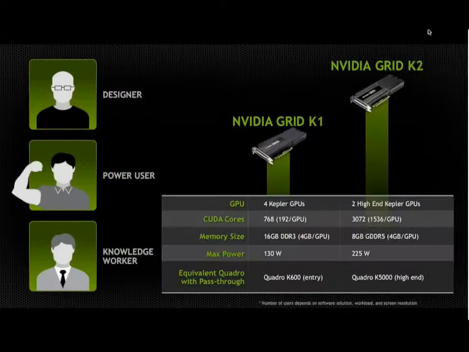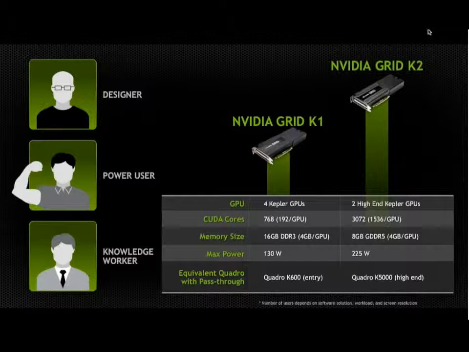So let's talk about the cards. Again, the K2 is the quote-unquote better card. It is two high-end K GPUs, essentially K5000s, bolted together on a card. I think it's important to reference that both cards are the same size. So because the K1 has the equivalent of Quadro K600s, we can actually fit 4 GPUs on that card, whereas the K2 can only support 2 of the higher end. Notice the number of CUDA cores.